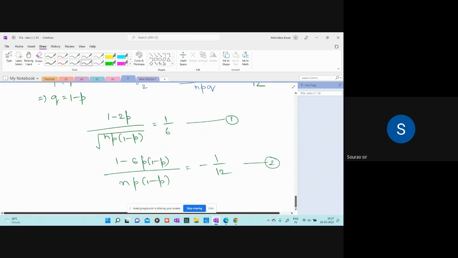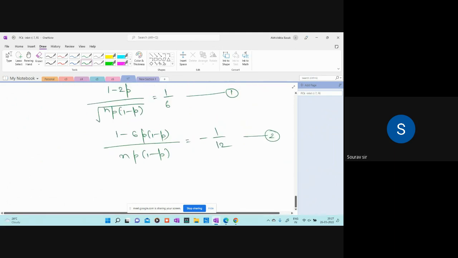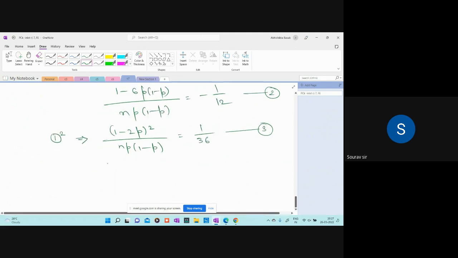See very carefully, in both cases the denominators are the same, and the square root is over here and not over here. So I can square equation 1, which gives me (1 minus 2p) whole square by np into (1 minus p) is equal to 1 by 36. Let me name this as 3. Okay, so then 3 minus 2, I can do 3 minus 2.